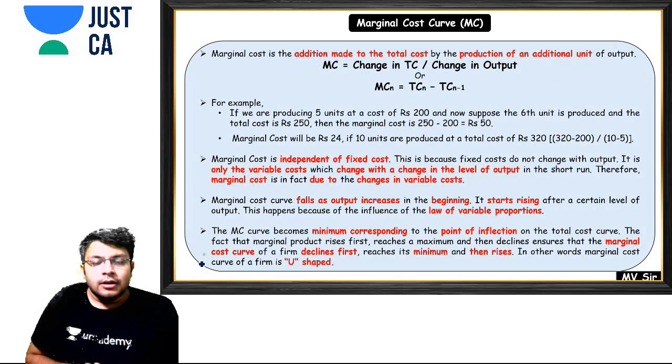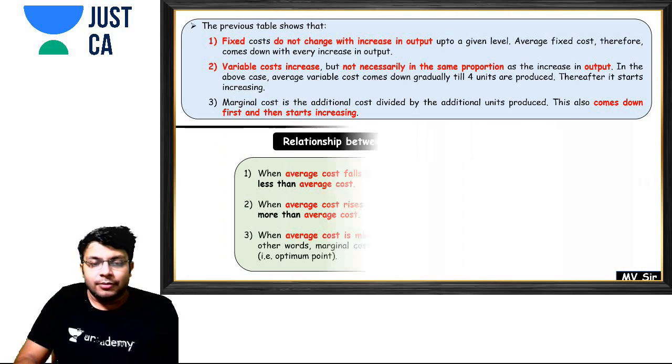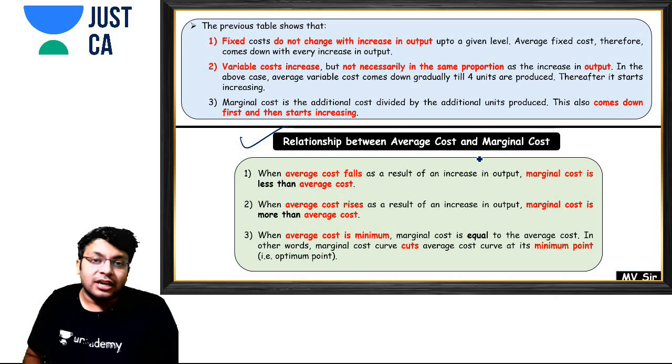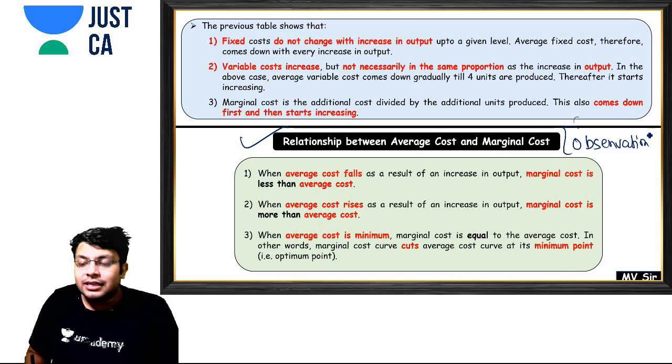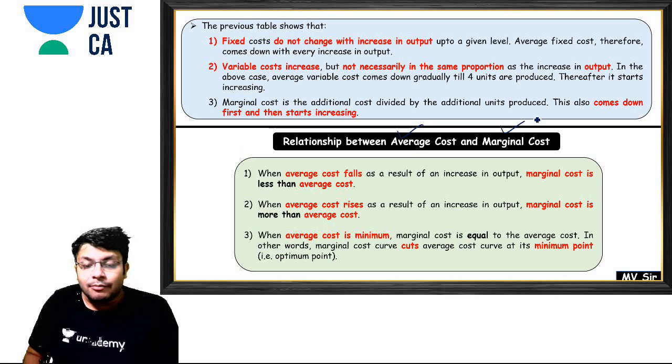Now see, a marginal cost curve is also U-shaped. Now see over here, the relationship between average cost and marginal cost. This is just an observation. By looking at the graph, you can observe a relationship between your average cost and marginal cost.